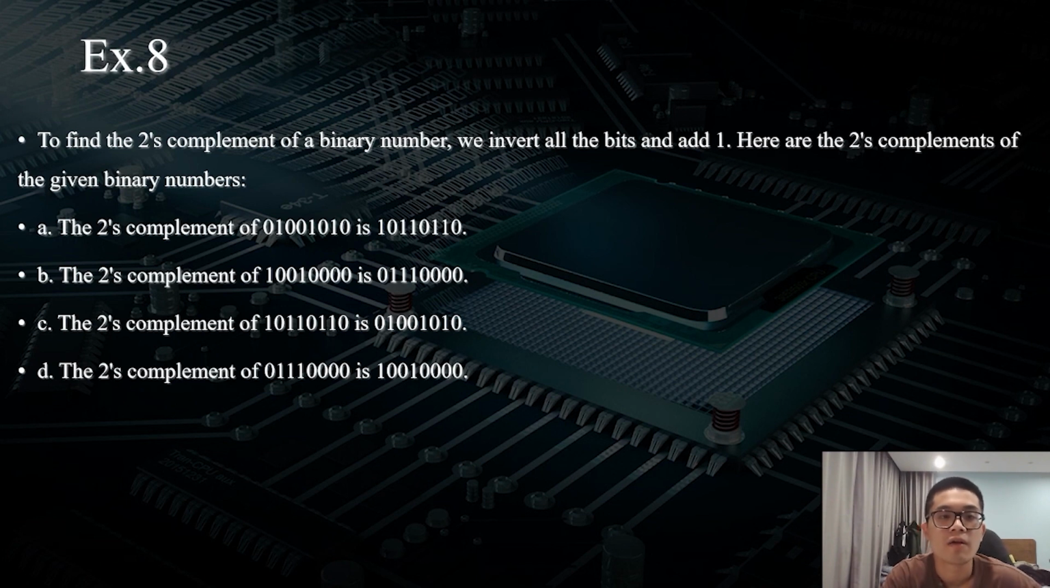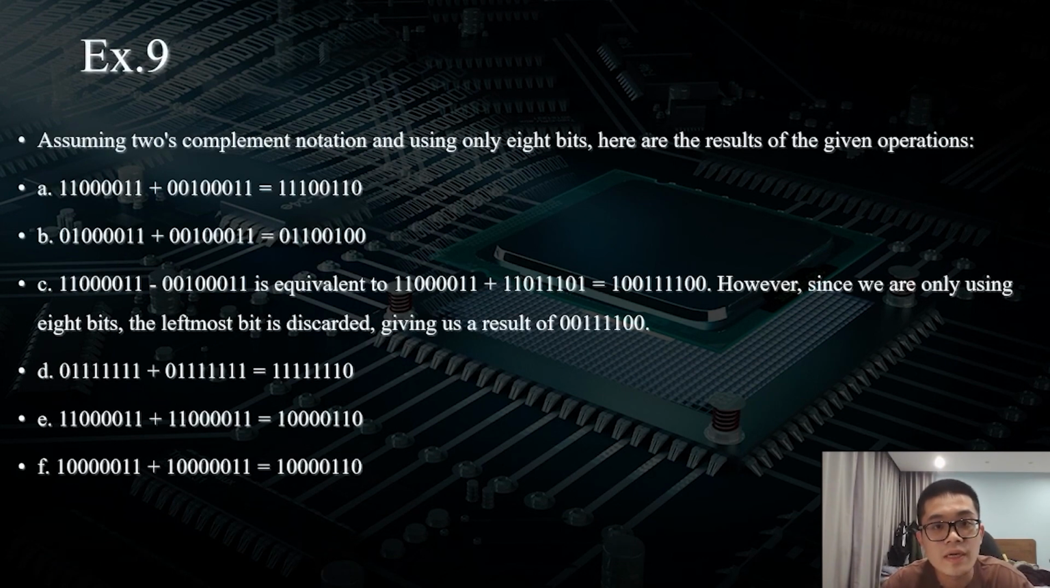And with C, the two's complement of 10110110 is 010011010. And the last is D, the two's complement of 01110000 is 10010000. So we move to exercise 9.